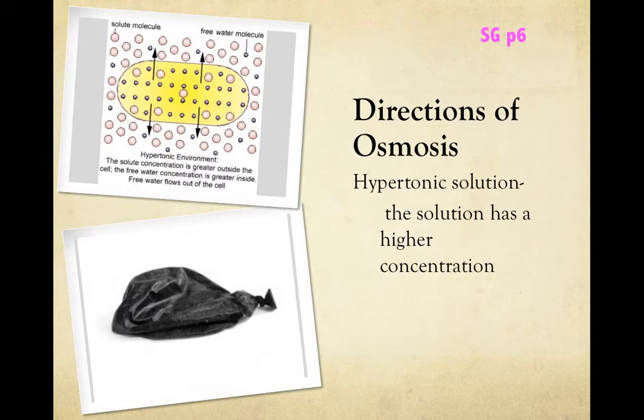Hypertonic means there's a lot of salt, which means there's not a lot of water. And therefore there's going to be a lot of water in the cell. So the water in the cell feels like it has to water down the stuff outside of it. So the water in the cell will leave and go outside the cell, causing the cell to shrivel up and become flattened, which is no good for the cell at all.